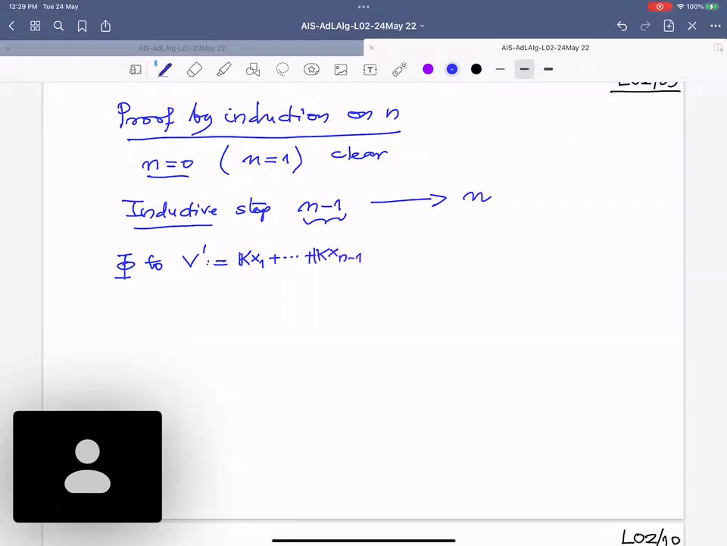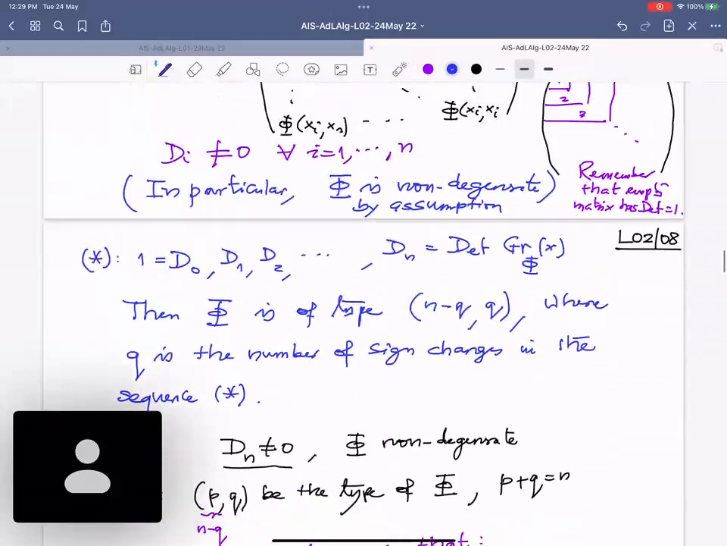So restriction. Phi restricted to, phi prime, equal to phi restricted to this subspace. Now V prime is of dimension n minus 1, and the principal minus doesn't change. You see, principal minus will not change.